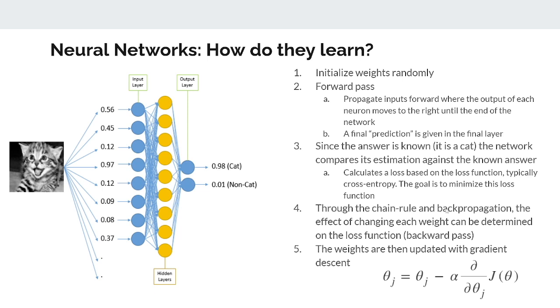Through the chain rule of calculus and backpropagation, the effect of changing each weight on the loss function can be determined, which is known as the backwards pass. The weights are then updated with the gradient descent equation, in which the new weights equal the previous weights minus the gradient with respect to each weight times alpha, the learning rate. So in this figure you can see this image, 16 by 16 pixels.